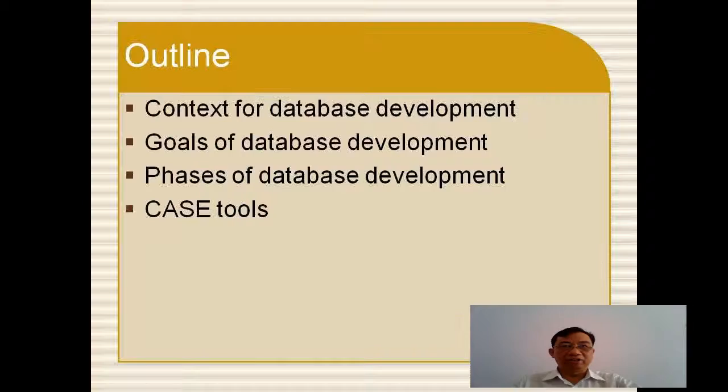I will go through the outline of this chapter. The first one I will discuss is the context for database development. I will show you information system development and the graphical model. The goals of database development are very broad, but we will show you some guidelines of design results. And what are the phases of database development? You have many phases. You will study the waterfall model, and you will see the inputs and the outputs of each phase. And the last one is the CASE tool.